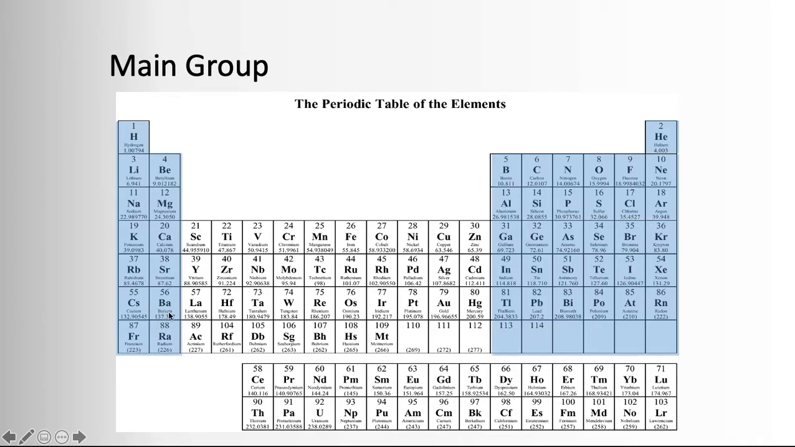The main groups that we will deal with are these, group 1, 2, 3, 4, 5, 6, 7, and 8. So these are going to be the main elements that we're going to deal with. We're going to have a few here, and then when we talk about radioactivity in chapter 20, we will have a few over here, but not that many. Most of the elements that we're going to deal with are these, and they're called the main group elements.